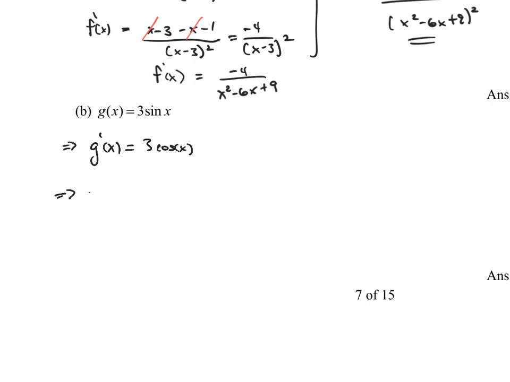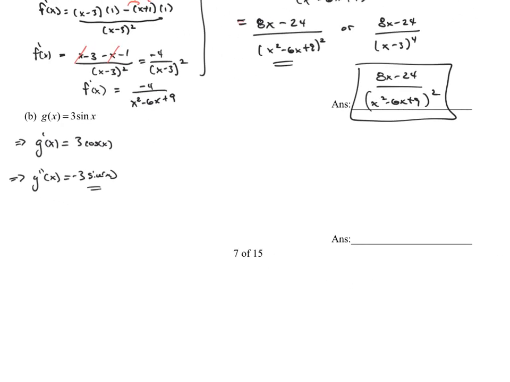So now let's find the second derivative. Well, the second derivative would be 3 times the derivative of cosine of x. Well, the derivative of cosine of x is negative sine of x. That gives us our second derivative, negative 3 sine of x. So what's the second derivative of 3 sine of x? The answer is negative 3 sine of x.